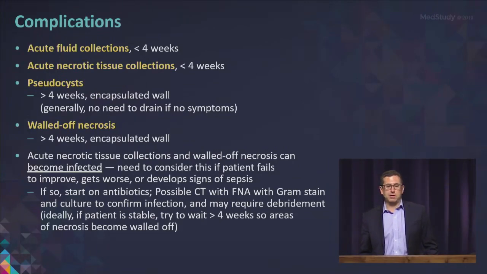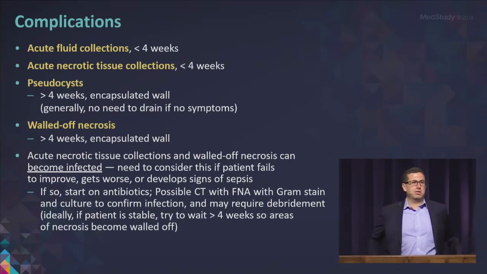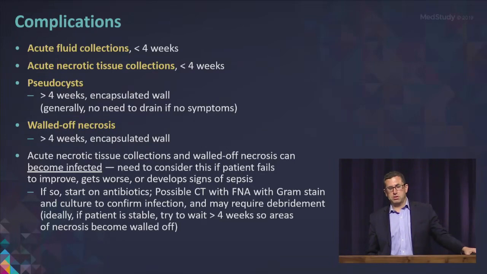Some complications you have to be aware of in acute pancreatitis. You could see acute fluid collections, generally 1 month or earlier. You could get acute necrotic tissue collections 1 month or earlier. Pseudocysts generally take a while to really encapsulate and form, so you're going to see them after about 1 month. And then you could see walled-off necrosis after about a month as well. Acute necrotic tissue collections and walled-off necrosis can become infected, but they don't always become infected, which is why you don't always throw antibiotics at these patients.